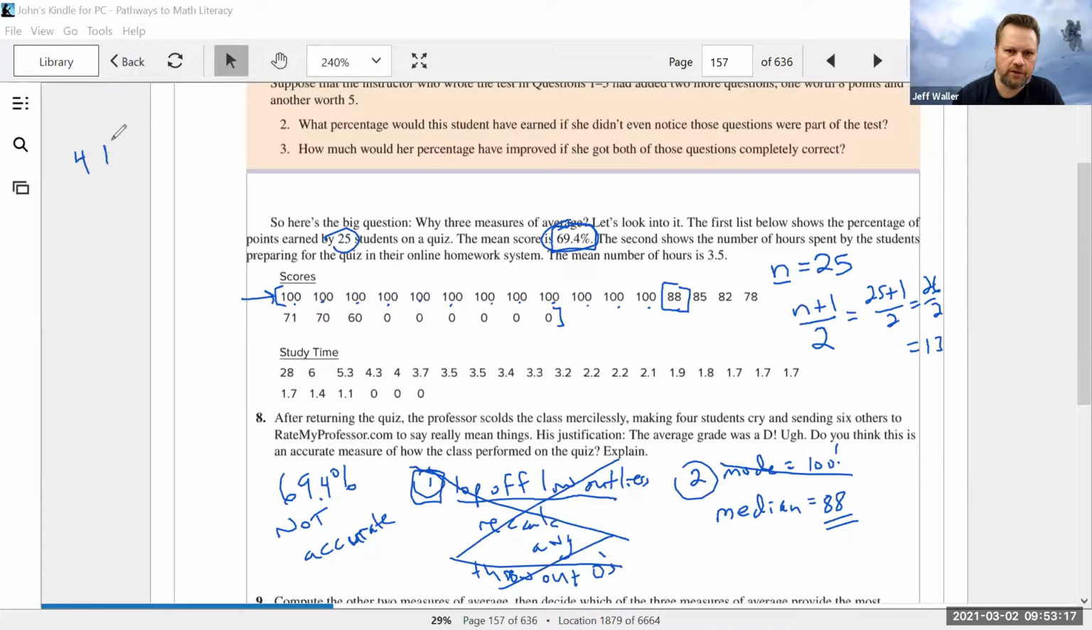I want you to understand, if there were 4 numbers, like 1, 2, 3, 4, what is 4 plus 1 divided by 2? Isn't that 2.5? What does that mean, Jeff? It means between the second and third number. 2.5 is between the second and third number, right? So the median would be the number in between 2 and 3. So that n plus 1 divided by 2 always works.